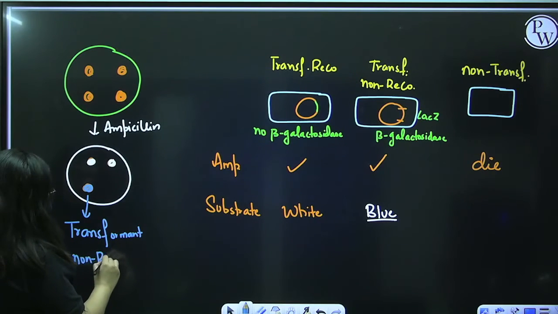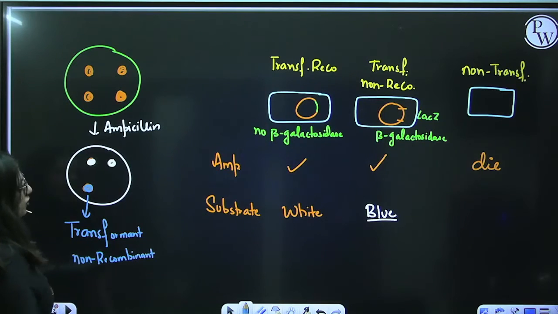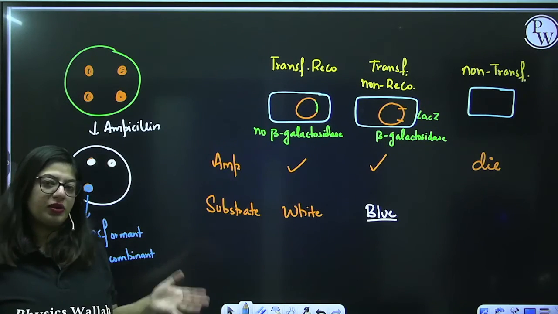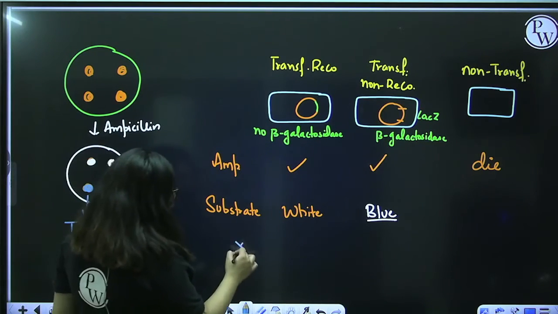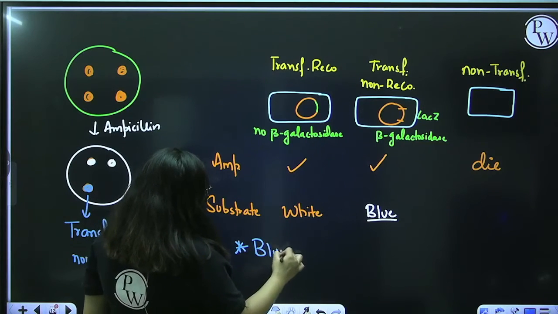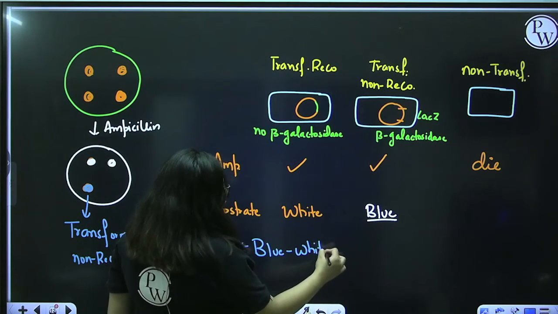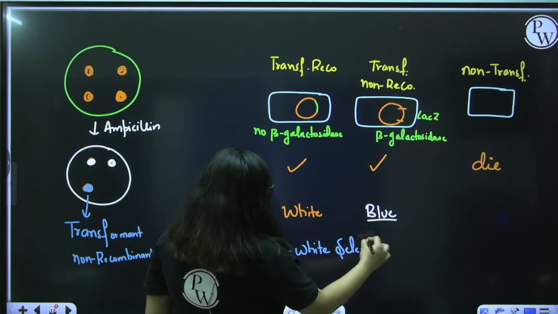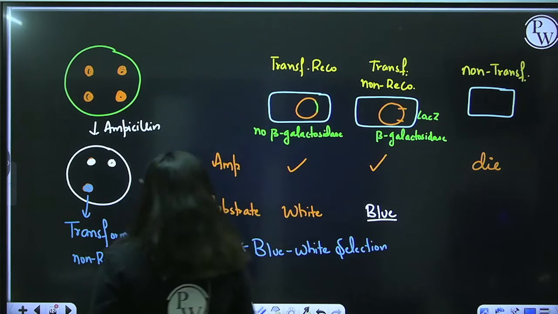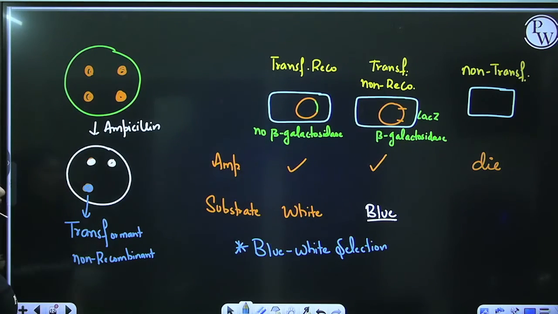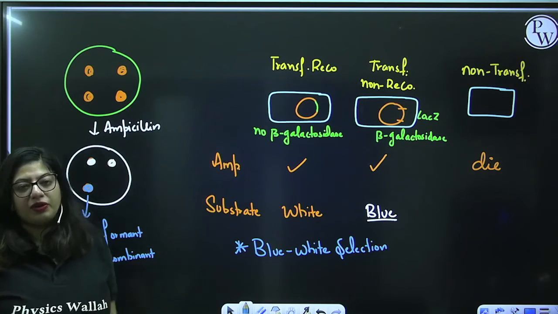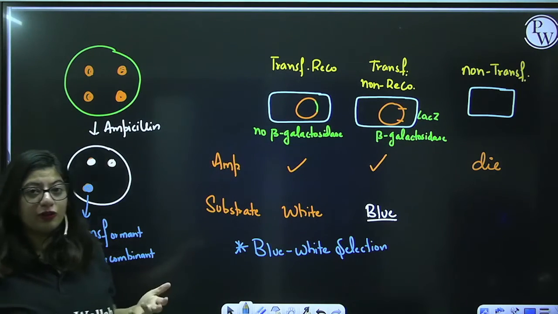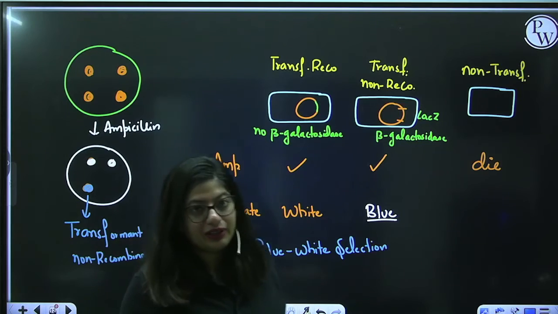So this is the second type of technique by which we can identify which one is transformant and which is non-transformant, and the name of the technique is blue-white selection. Okay, so the white ones are the colonies which are transformant recombinant. You will take them out, then you will grow them because you have foreign DNA in them.